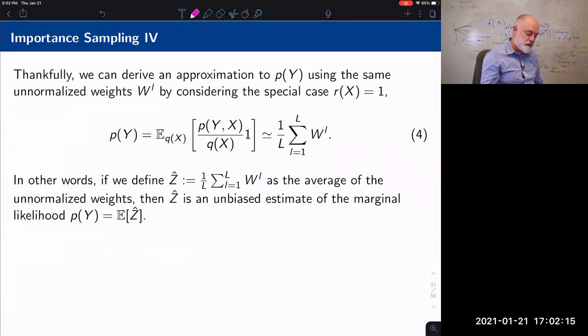Because we can derive an approximation to the evidence by using the same unnormalized weights, by choosing the test function R to be 1. If we choose the test function R to be 1 and we integrate this over X, what's left is an estimate of the marginal probability, P of Y, which is just the normalized sum of the unnormalized weights. So in other words, if we define our normalization constant estimate as the average of the unnormalized weights, then Z hat is an unbiased estimate of the marginal likelihood. That's cool.